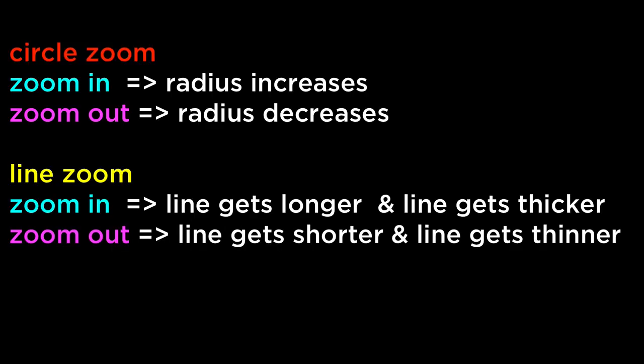In the case of the circle, when we zoom in, the radius increases to make the circle look bigger. When we zoom out, the radius decreases to make the circle look smaller. In the case of the line, when we zoom in, we want the line to get longer and thicker. And when we zoom out, we want the line to get shorter and thinner.